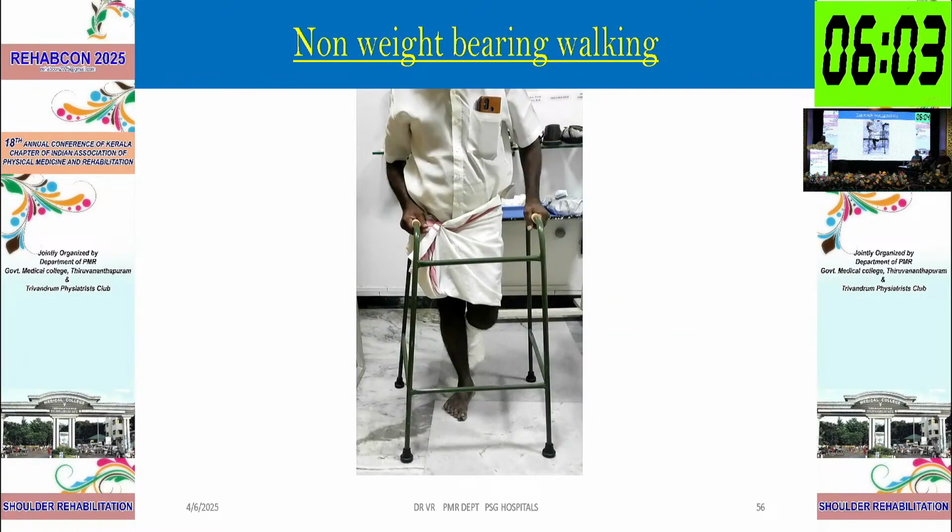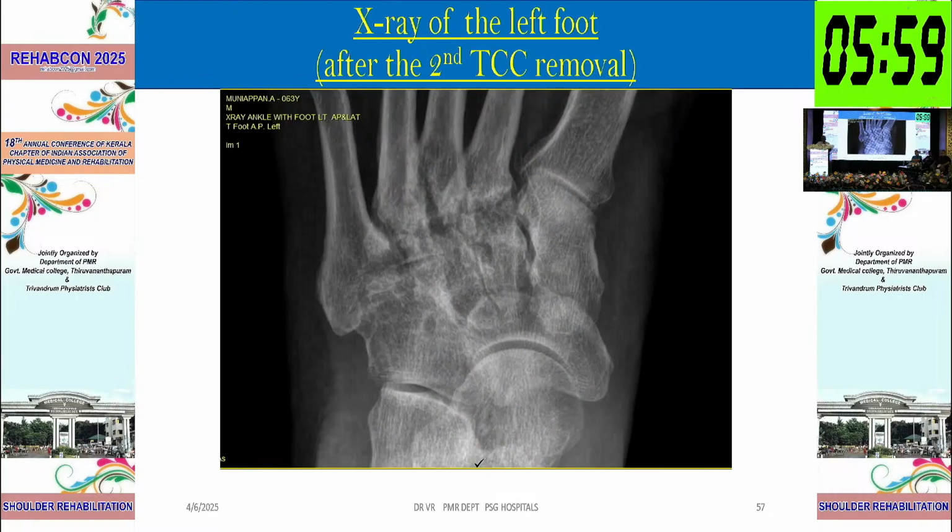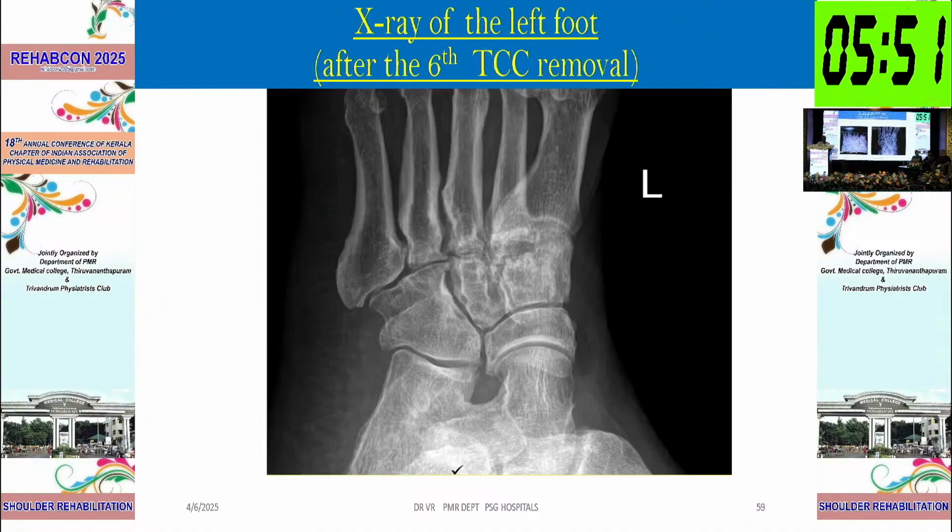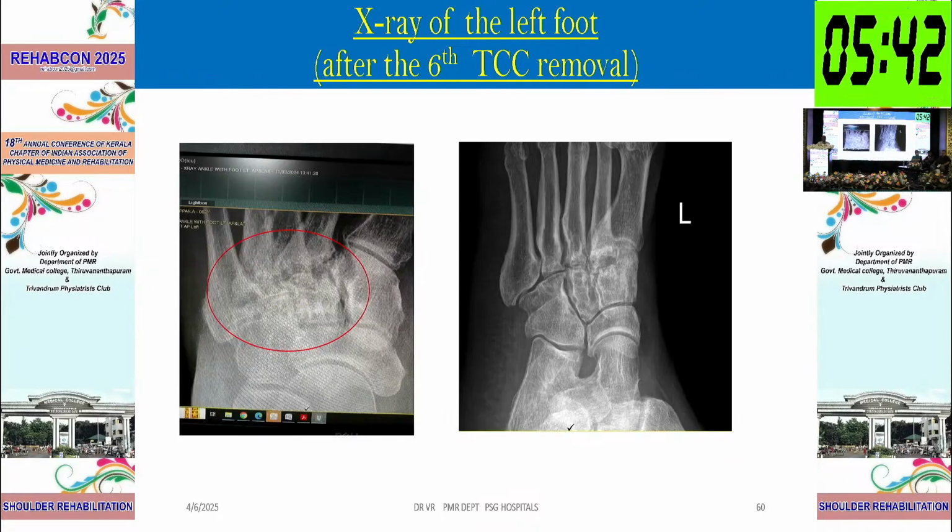So we apply total contact cast. We offer non-weight bearing walking. Every 15 days we remove the cast. At the end of the removal of the second cast, this is the X-ray, the bone showing signs of healing. This is the X-ray after the removal of the 6th cast, after the end of the 3 months. How beautifully the bones have healed. This is how he presented on the left side. Now the bones are healing.